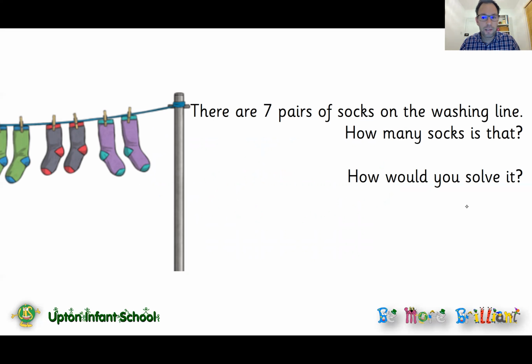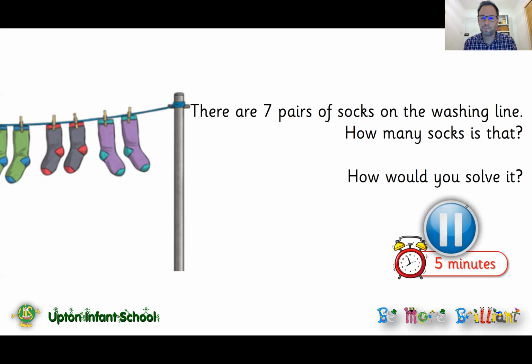Okay, remember you can't see them all because the picture goes off the side of the screen. So there are 7 pairs of socks. How many socks is that? Can you show me, jot down, how would you solve it? Thinking of the ways that we have just done. We used number line, we used 100 square, we could have used pasta shapes or stones or counters, or you could have drawn an array, or you could have done it by counting in your head. Off you go. Pause the video, come back once you've done it.